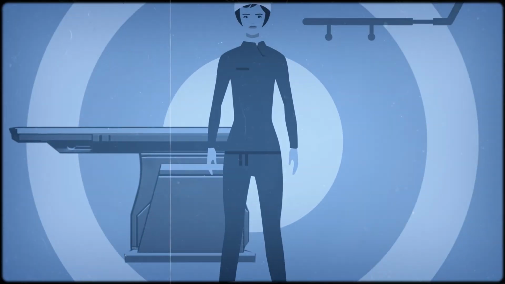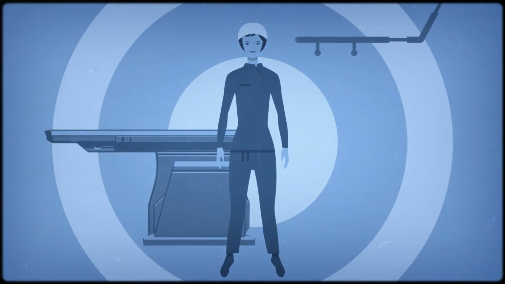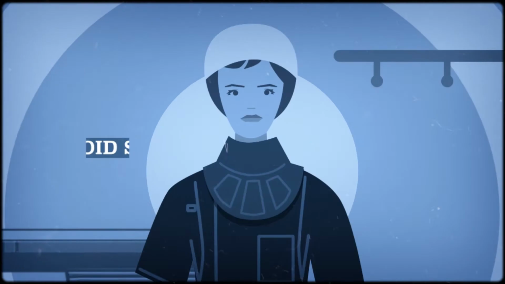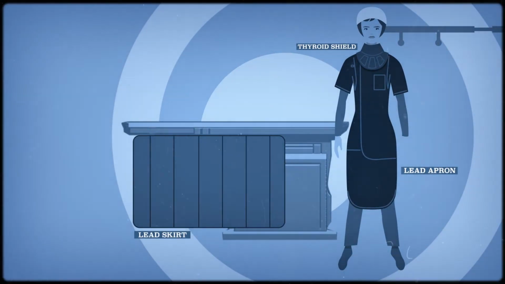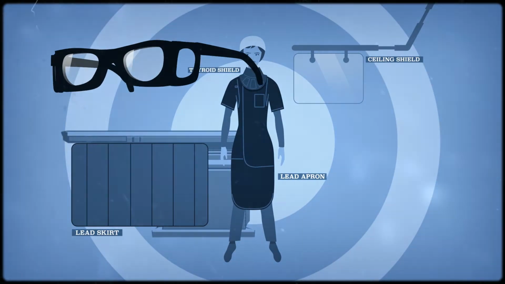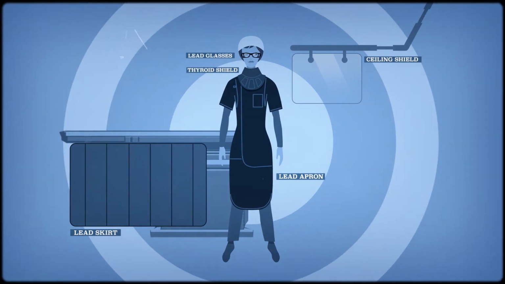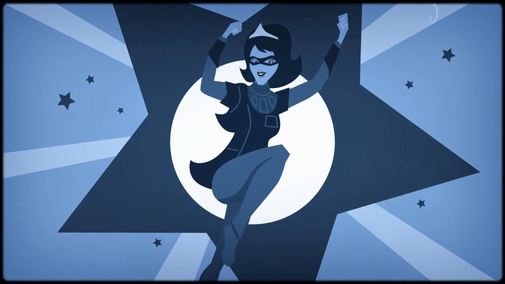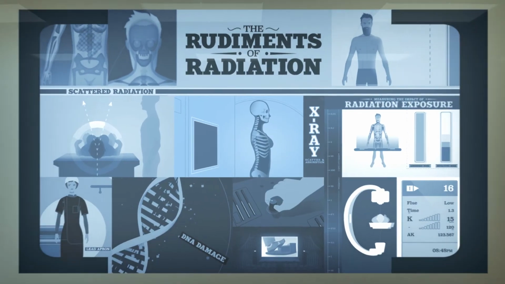To further reduce operator doses, personal protective equipment can be used, including 0.5mm lead aprons, thyroid shields, and table-mounted lead skirts. Ceiling suspended shields and lead glasses can help reduce the dose to operator's eyes from scattered radiation. Follow these simple steps and you'll soon be ready for action. Good luck!